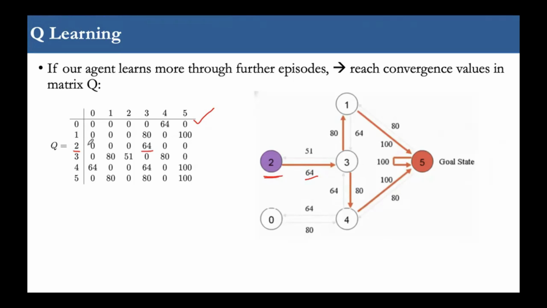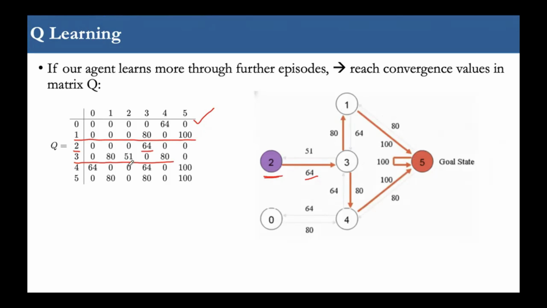Now, from 3, you check out here. From 3, you have certain values. So, which is having the highest value? 1 as well as 4. You can select any path. Both are having the same value. So, from 3, if I select 1, then you check out this one row, which is having the highest value 5. So, automatically the path leads to the goal state.